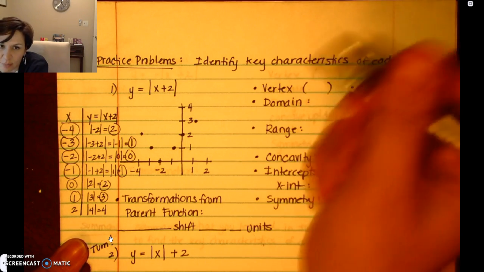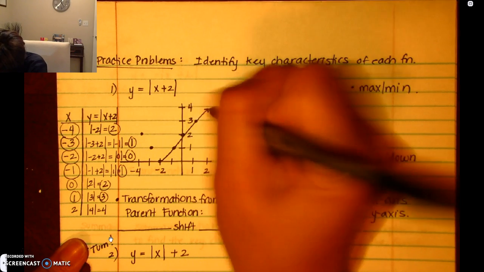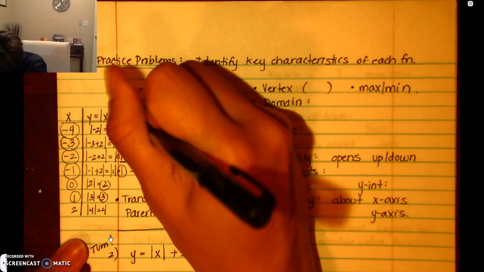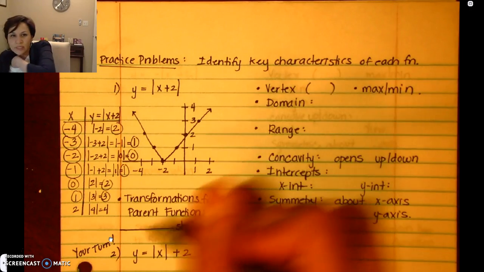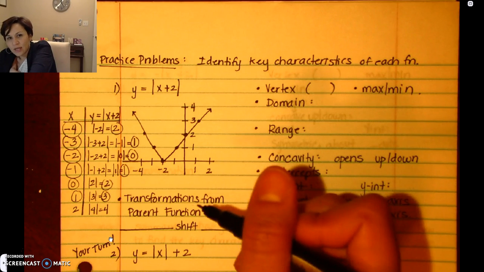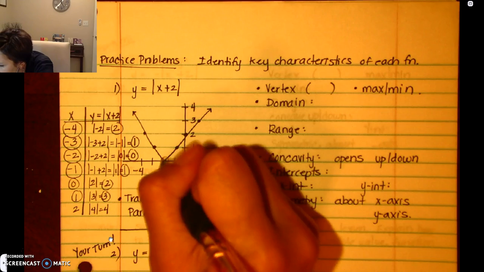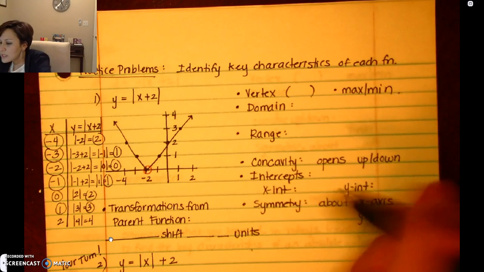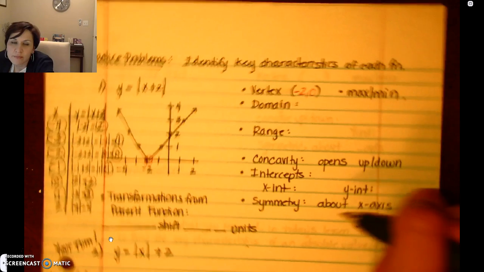Okay, I kind of ran out of space, but you get the idea. Increasing from the vertex to the right, and then also pointing up from the vertex to the left. Okay, so you have to figure out what are the key characteristics of this function. Well, what's the vertex? The vertex is here, and the vertex is located at -2, 0.